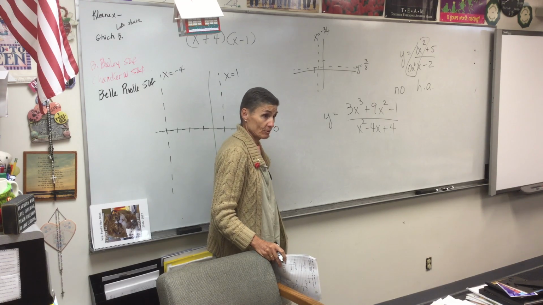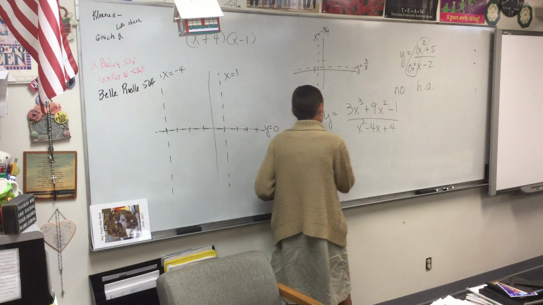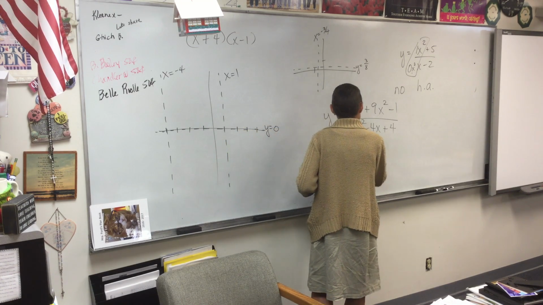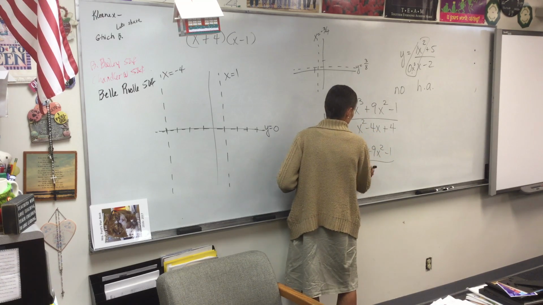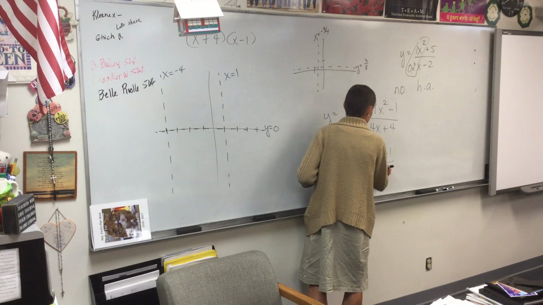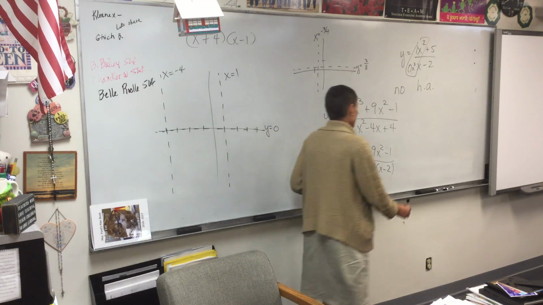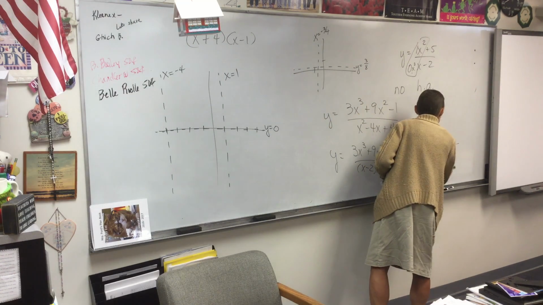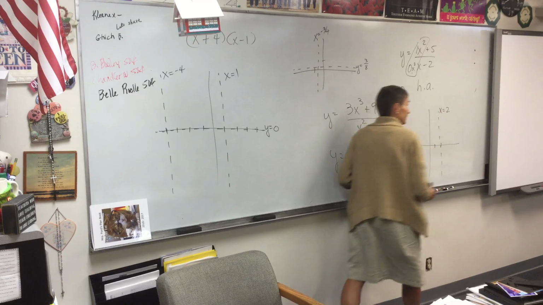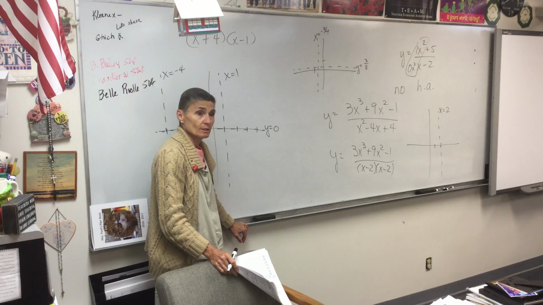Does the bottom factor? Yeah. How does the bottom factor? X minus 2. Now there's two things down there, but there's only going to be one vertical asymptote because they're the same, right? So that vertical asymptote's going to be where x equals 2.